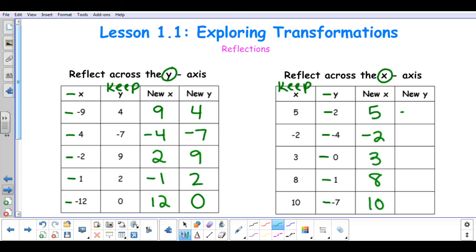So my positive 2 will become negative 2. My negative 4 will become positive 4. Now 0 is always just 0. It's neither positive or negative. Positive 1 is negative 1, and negative 7 is 7.